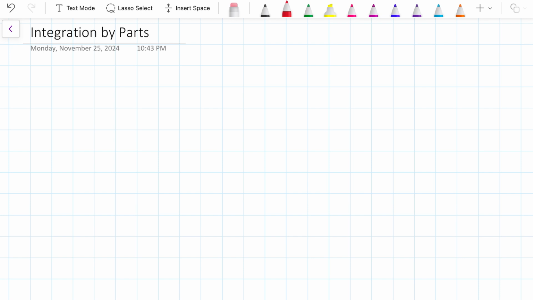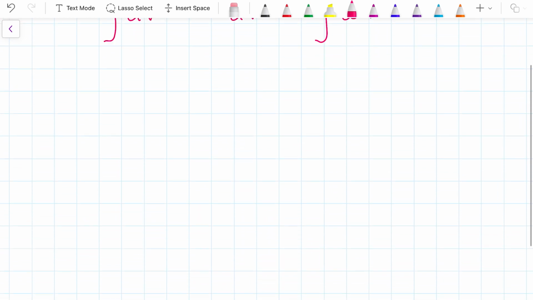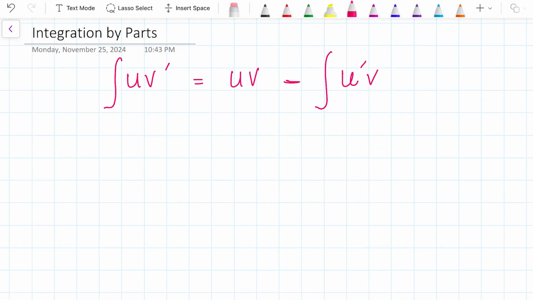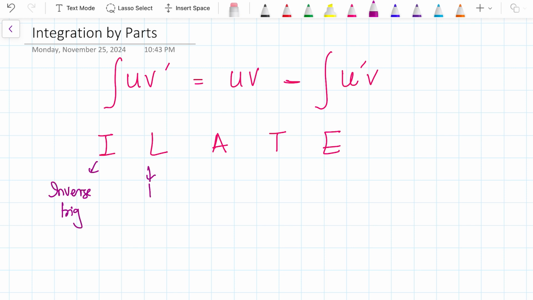So basically, the formula is: the integral of u v bar equals uv minus the integral of u bar v. Now, how do we decide which function is u and which function will be taken as v bar? We have a rule called ILATE: Inverse trig, the ln or log function, algebra, trig function, and in the last we have the exponential function.